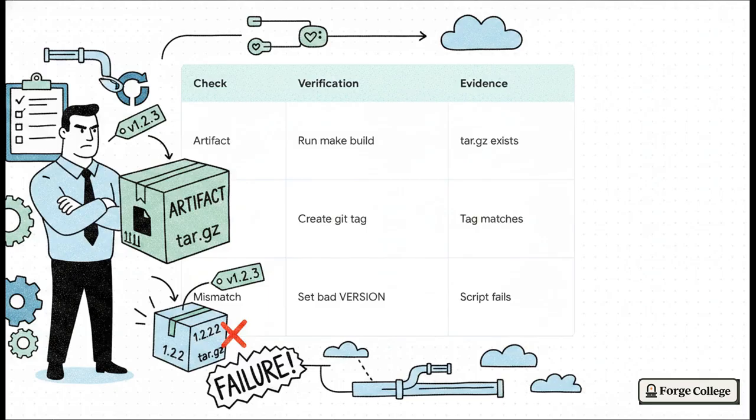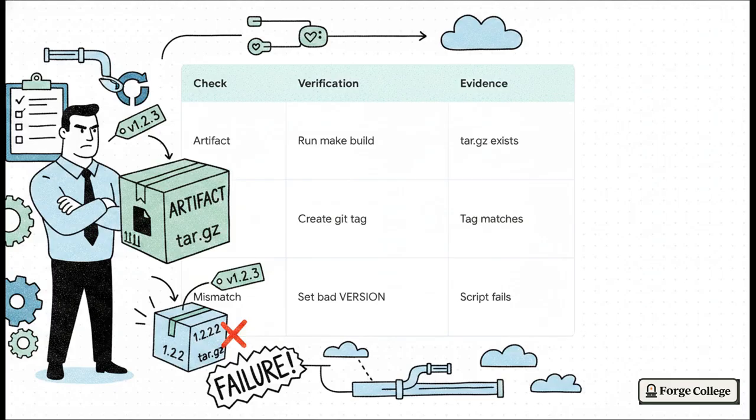First up, was an artifact produced? The bouncer basically asks, hey, do you have the package? We check if the tar.gz file exists. If you're new to this, a tar.gz is basically just a digital, zipped-up cardboard box holding your code. No box? You're out.